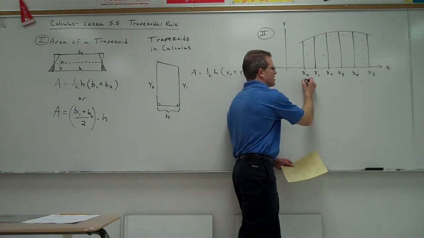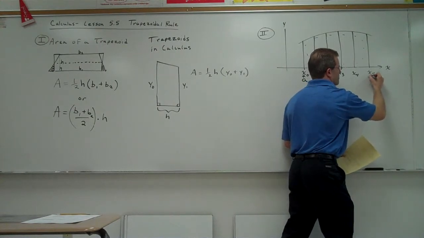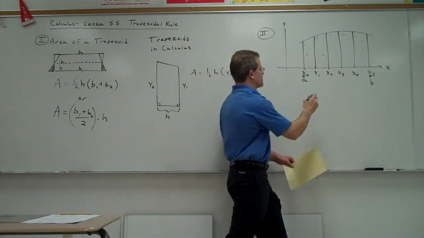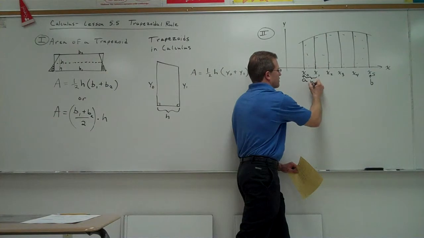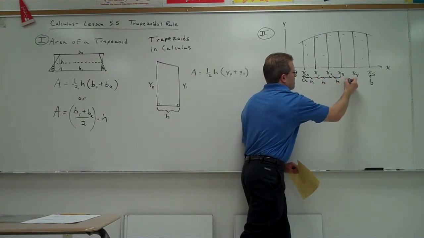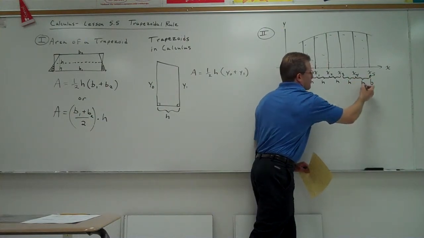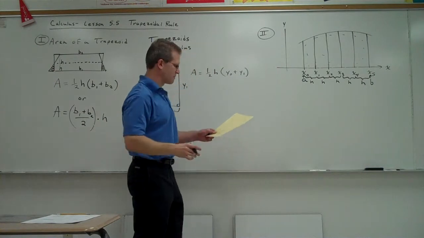And our x sub 0, our starting left boundary, we'll call that A. We'll call our right boundary B. Each distance between these is going to be our height. We're going to keep that height the same every time on this problem. Each of these is h, the height of the trapezoid. Again, the height runs sideways because our trapezoids are turned sideways.